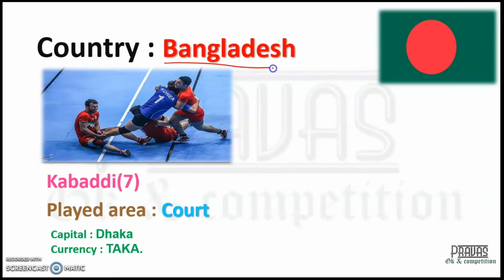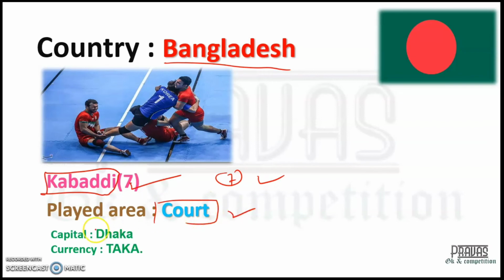Our next country is Bangladesh. Bangladesh's national game is Kabaddi, and the number of players is 7. Playing area is called Kot. Capital of Bangladesh is Dhaka, and its currency is Taka. So you have to remember that Kabaddi is the national game of Bangladesh, and the playing area is called Kot, and the total number of players in each team of Kabaddi is 7.